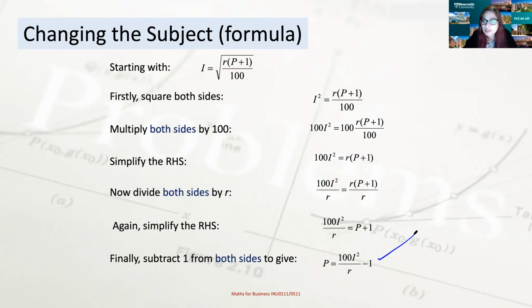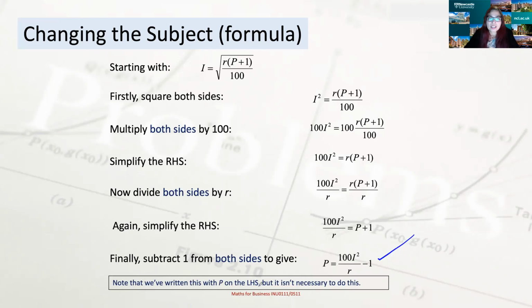So we can calculate P now. Note that we have written this with P on the left-hand side, but it isn't necessary to do this. It is just for convenience. I like to write everything on the left-hand side, so I bring it to the left-hand side, but there is nothing wrong, you can put it in this way also. There's nothing wrong in writing 100 I square by R minus 1 is equal to P. That's fine.